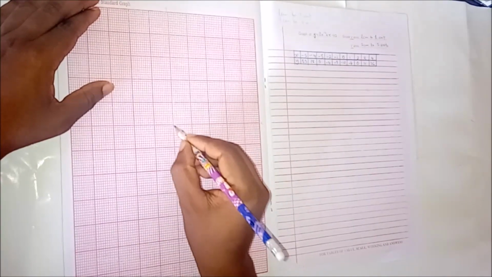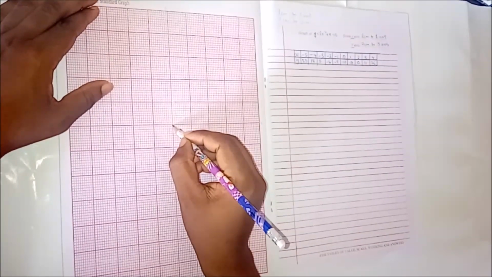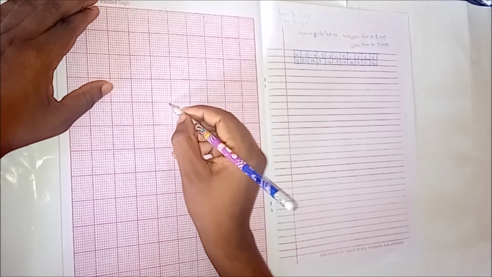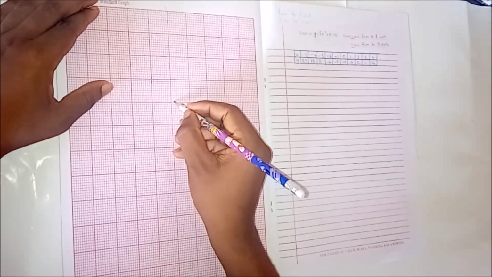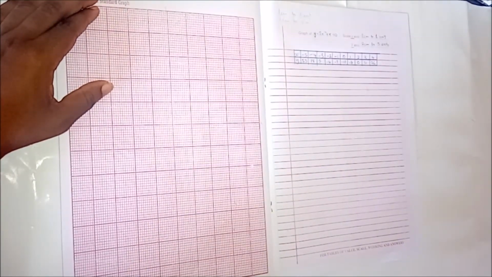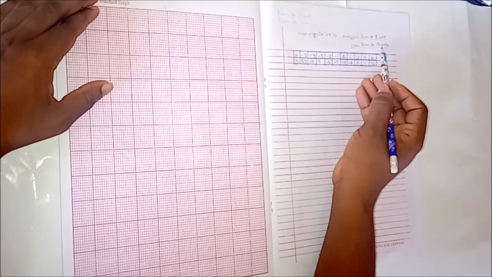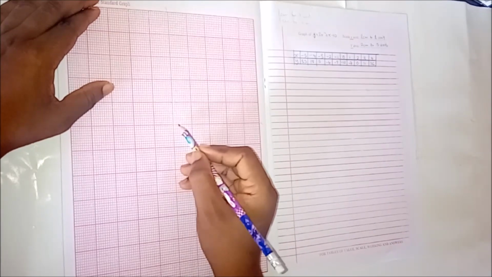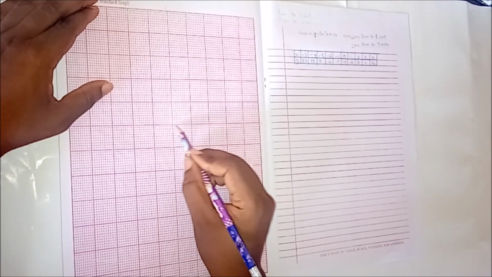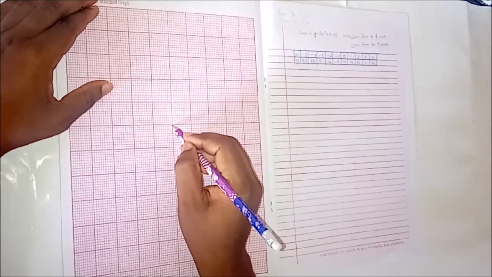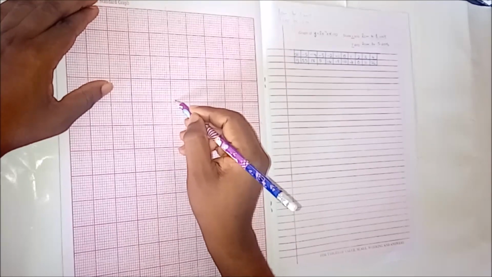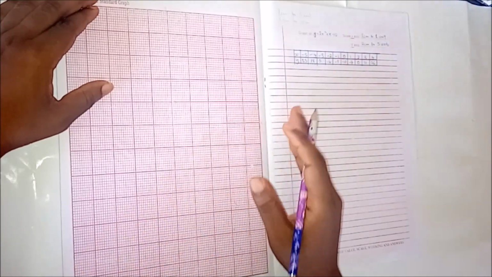So it says on the x-axis 2 centimeter to 1 unit. It means that from here to here, which is 2 centimeter, we are going to have 1 unit. And it also says on the y-axis 2 centimeter to 5 units. So this is supposed to be from here to here. For the y-axis it says 2 centimeter to 5.